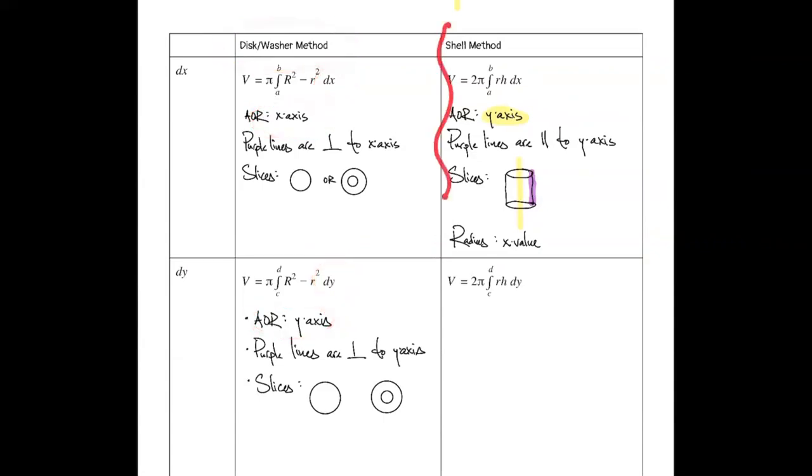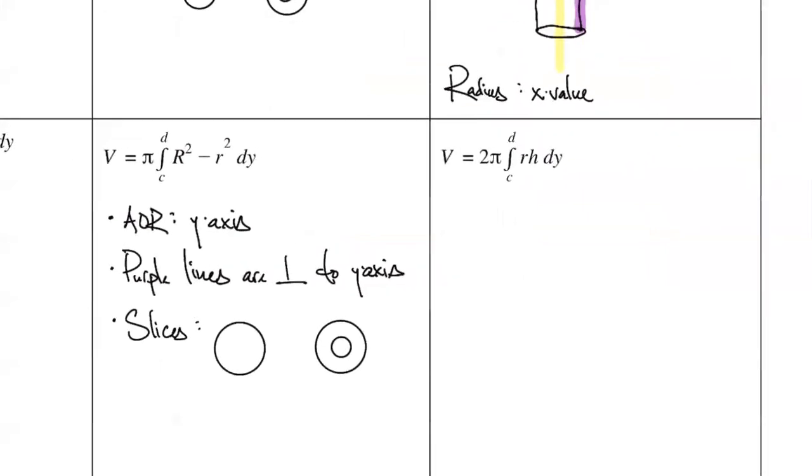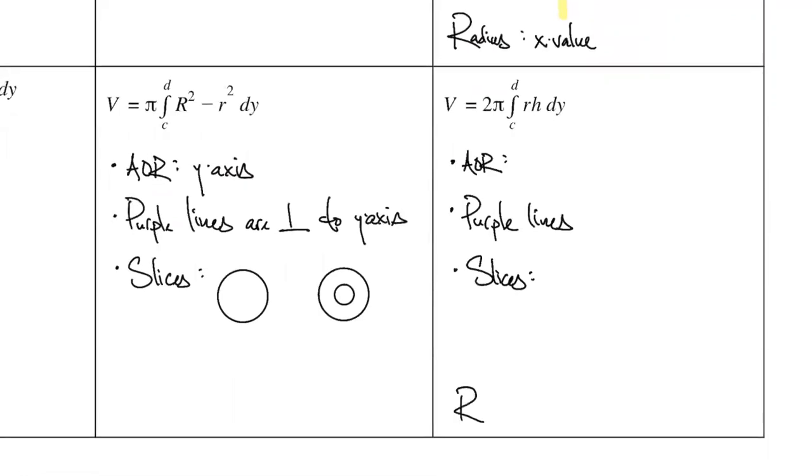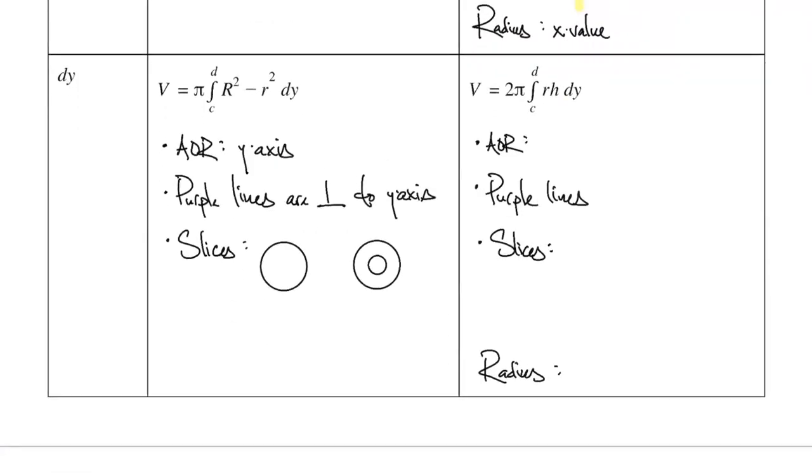The story changes when we do shell method. So let's see if we can unpack this last box here. What is our axis of revolution? What are our purple lines? What does our slice look like? And finally, what is our radius for this one when we're looking at shell method? So this is shell method, and it's dy. Good. I know right off the bat that my radius is going to be a y value, and I know that because I have a dy on the end.